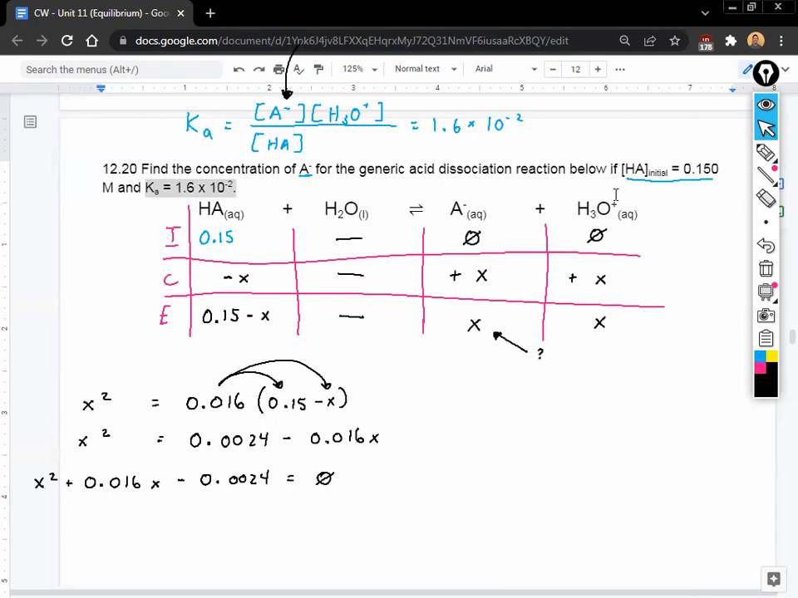Okay. So before we move on, let's talk about quadratics. When we want to solve a problem where we have x squared, x, and no x, we have to use something called the quadratic equation.